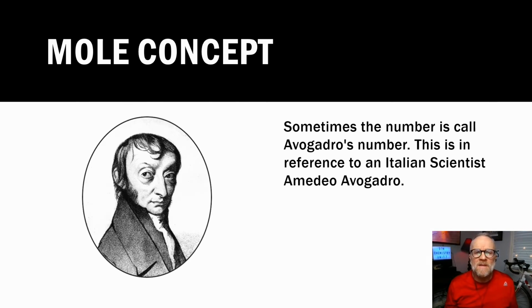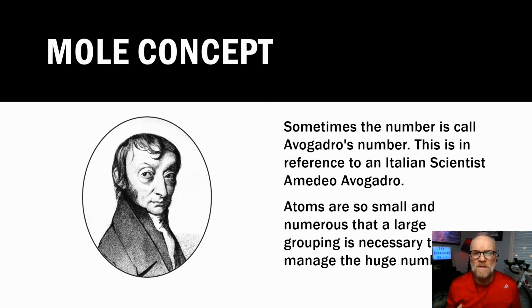A mole is sometimes referred to as Avogadro's number. This is in reference to an Italian scientist, Emilio Avogadro, and he was working on grouping things and doing chemical ratios, and it's a tribute to him and all the work that he did.